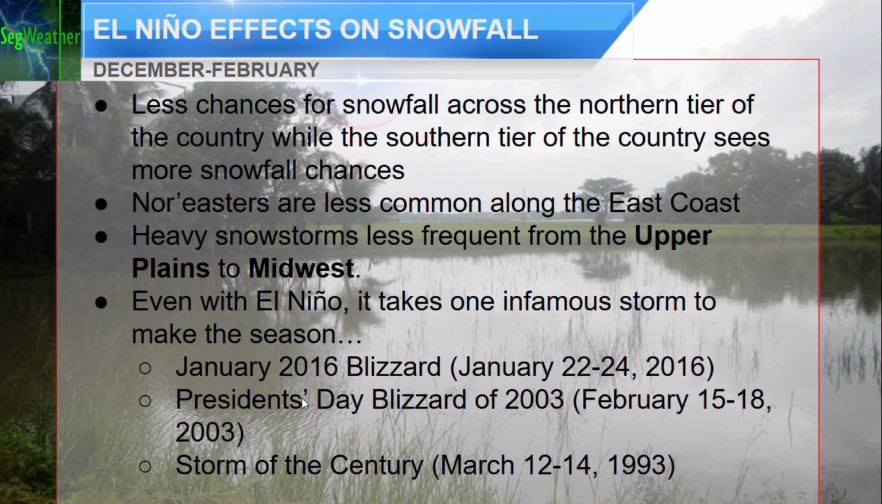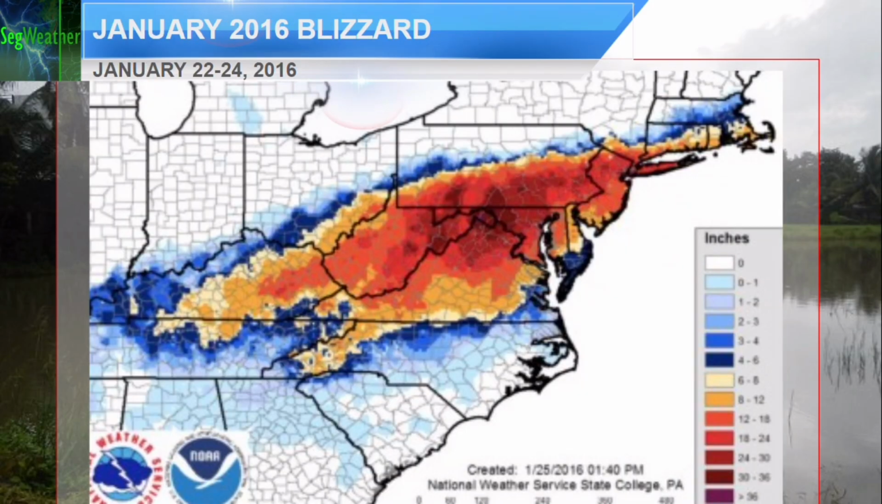And then we have the President's Day blizzard of 2003. That one lasted for a couple of days. And then the storm of the century, believe it or not, happened during an El Nino year in March 1993.